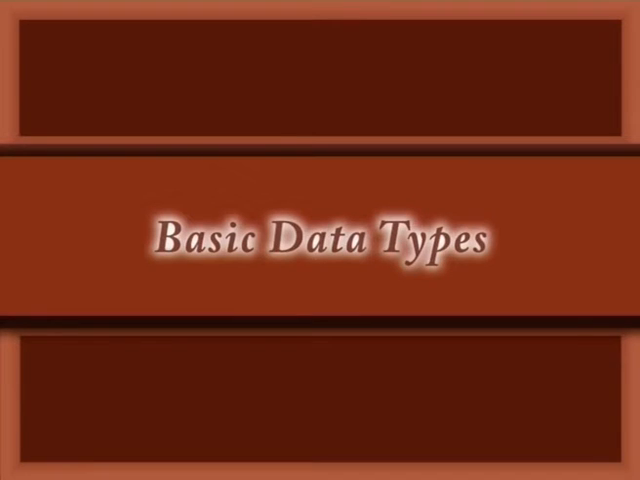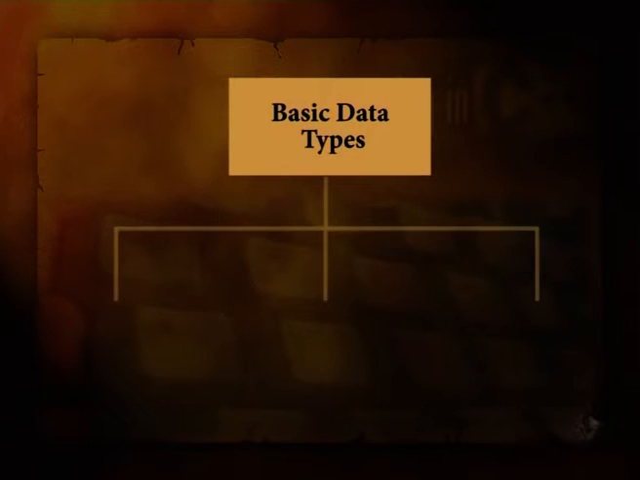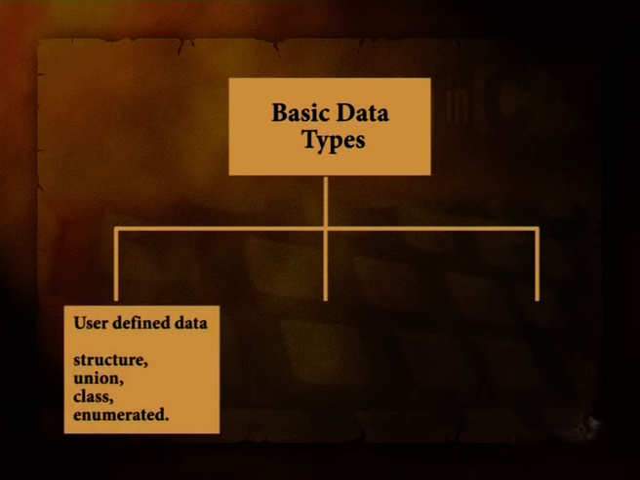Basic data types. Now, let us try to understand various ways for defining identifiers. Identifiers refer to the names of variables, functions, arrays, classes, etc. created by the programmer. They are defined in accordance to the basic data types available in any programming language. C++ has the following basic data types. Number 1, user defined data types. They constitute structure, union, class and enumerated data types. The users themselves define all of them.